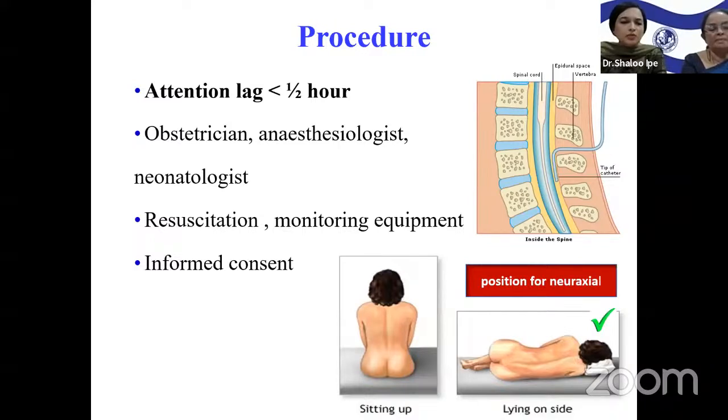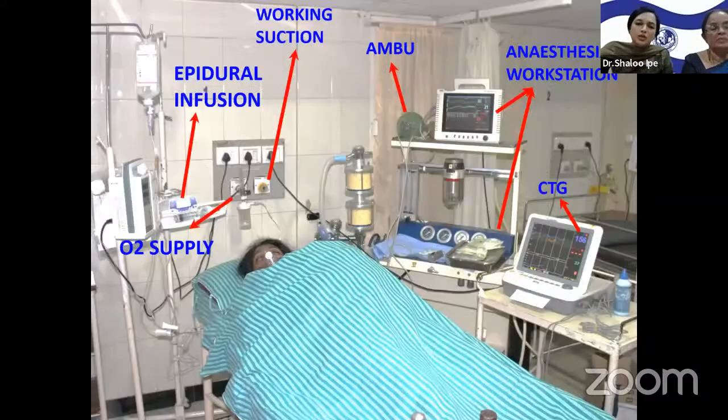After obtaining informed consent, the epidural can be placed either in the lateral decubitus position or in the sitting position. This is a picture of one of our staff who is comfortably sleeping in the labor suite after a labor epidural. You can see the setup. You can see the labor suite with resuscitation equipment for the patient as well as continuous fetal CTG monitoring.